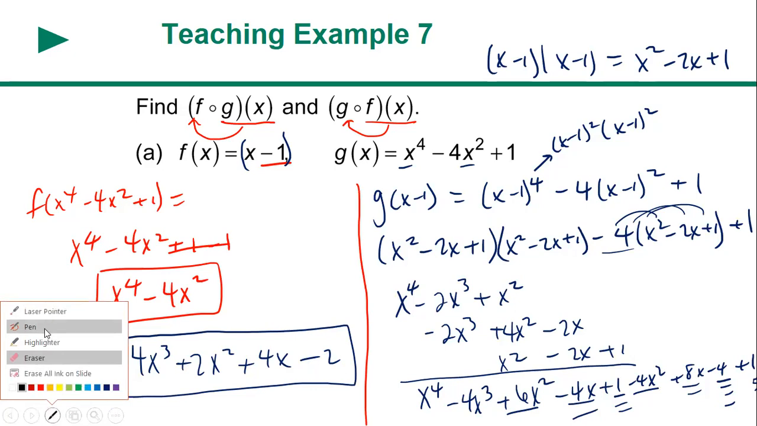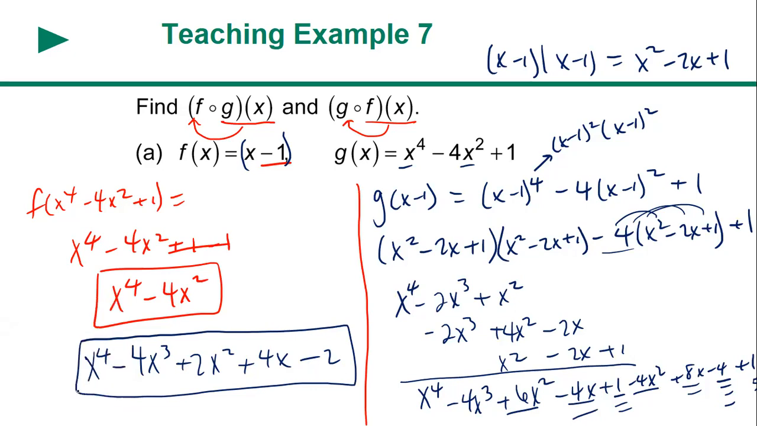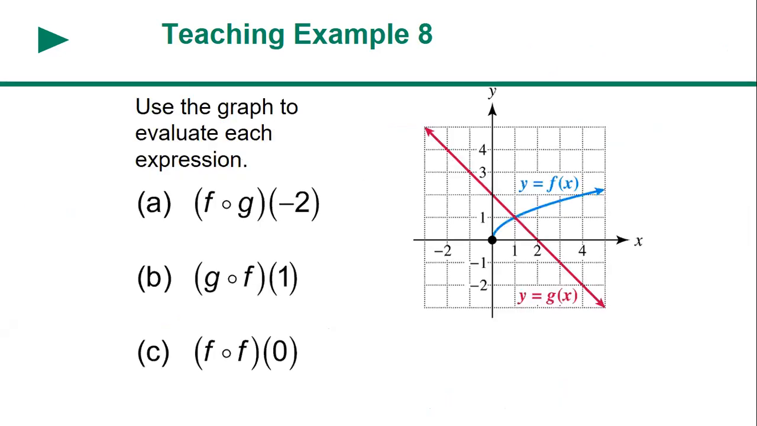Okay. So you can see the difference of how it could be extremely long or it can be extremely short to compose two functions. Luck of the draw. All right. So I think we're good with practicing it. Now we're gonna talk about reading it from a graph. So how does composition from a graph work?